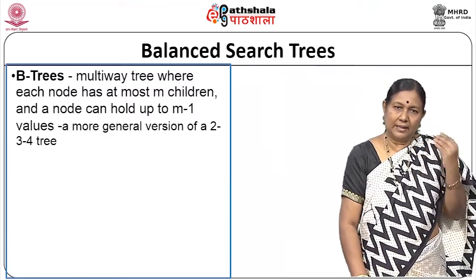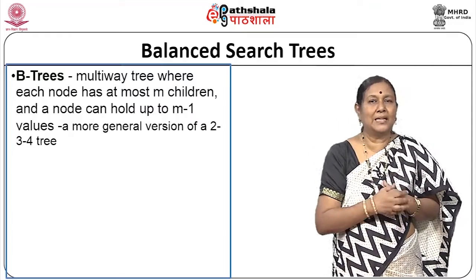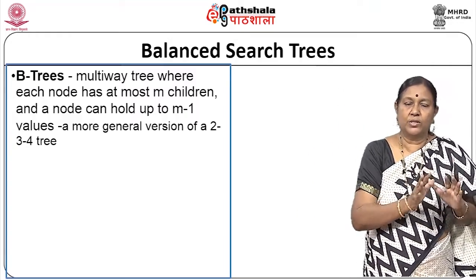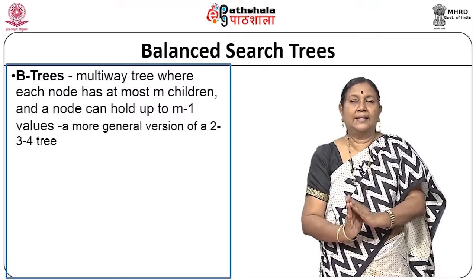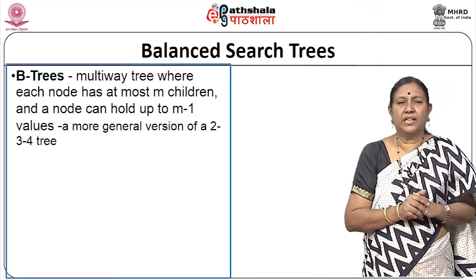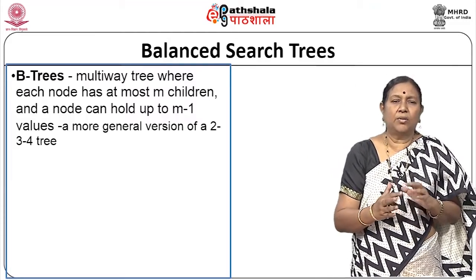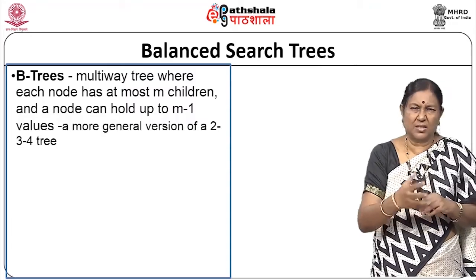So, another way of balanced search tree. In this first introduction we are looking at all the balanced search trees that we are going to look at. One was 2-3, one was 2-3-4, and the next we are looking at is B tree. This is again a multi-way tree, where each node can have at most m children, and a node can hold up to m-1 values. This is true for all the 3.